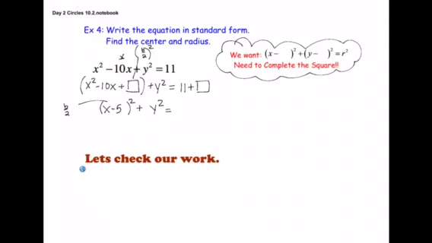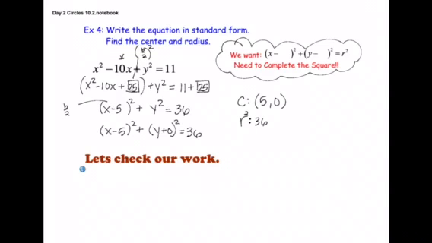So negative 5 times negative 5 gives us a 25. We have to add that to both sides of our equation in order to keep it balanced. So we get 36. So we have x minus 5 squared plus y plus 0 squared equals 36. So we can now tell that our center is at the ordered pair 5, 0, and our radius, remember r squared is 36, so our radius, after we take the square root of that, is 6.